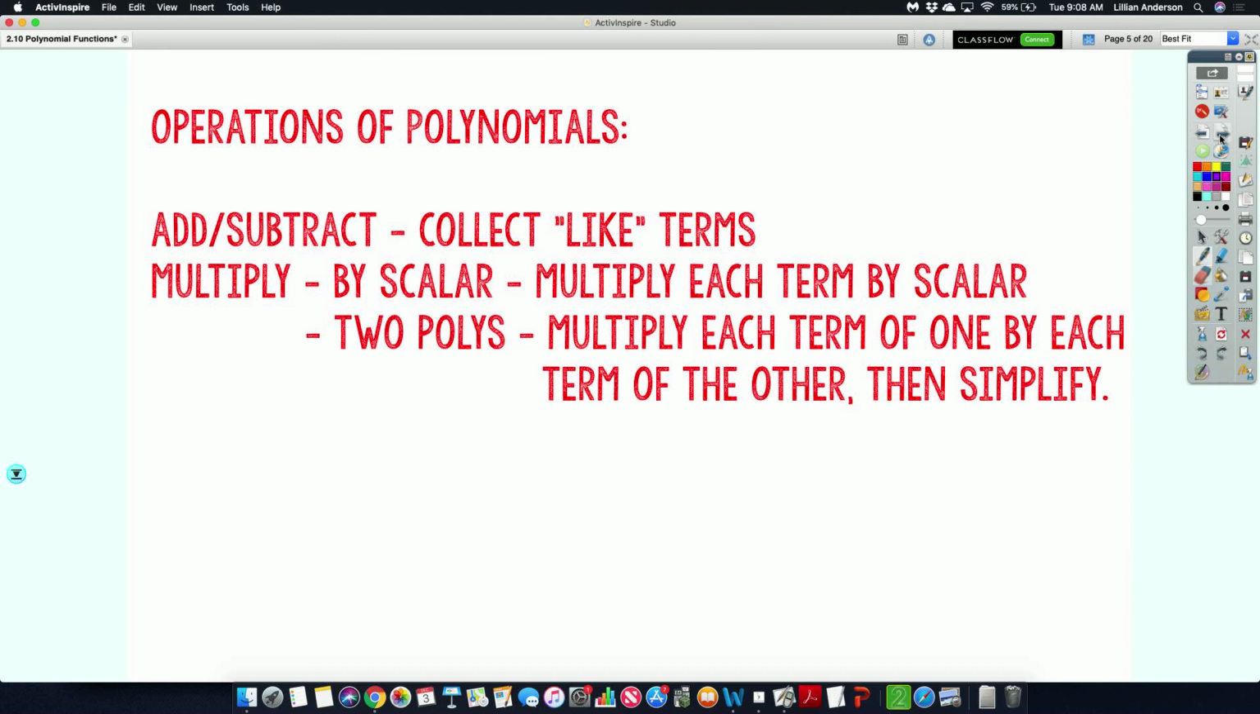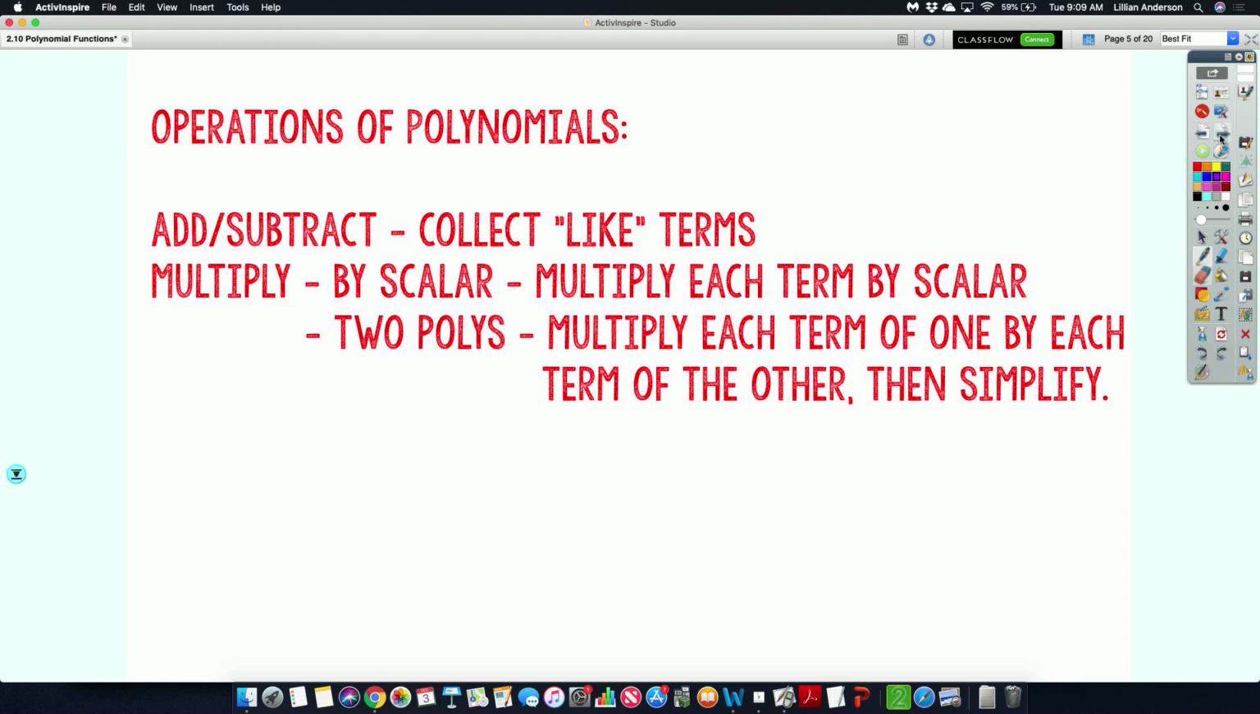Operations of polynomials. This is old. You've been doing this since Algebra 1. Remember, when you're adding polynomials, you combine like terms, you collect like terms. When you multiply, there are 2 different types of multiplication. You can be multiplying by a scalar.